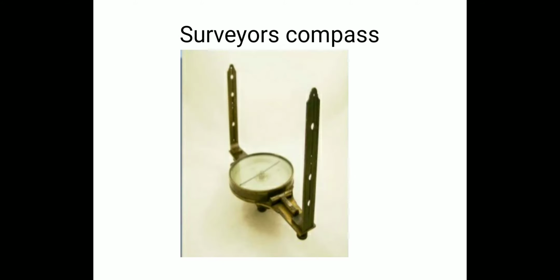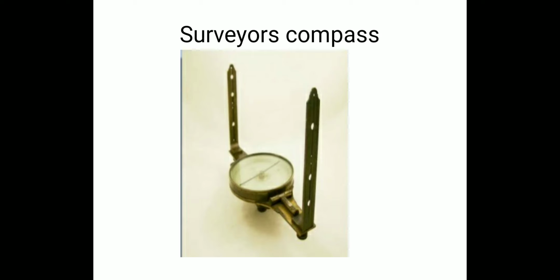Next is the surveyor's compass. The surveyor's compass is a compass that is used to measure bearings. It is the same as the prismatic compass. The only difference is that at both ends of the surveyor's compass we have the vanes, an eye vane and the object vane. Whereas in the prismatic compass we have the prism on one side and the object vane on the other side. That is the difference between the prismatic and surveyor's compass.